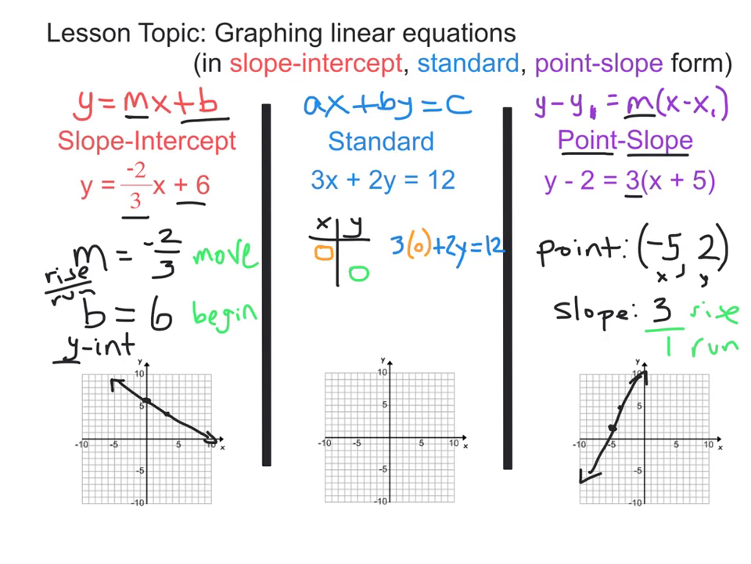All right, so a real quick, actually kind of a long overview of our 3 forms of graphing lines based on slope-intercept, standard, and point slope form.